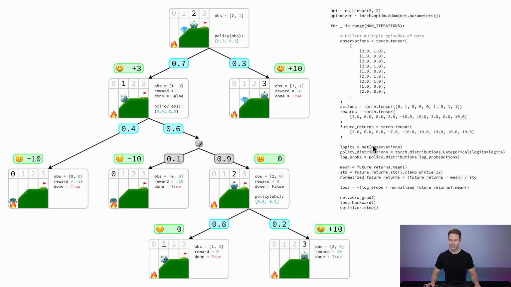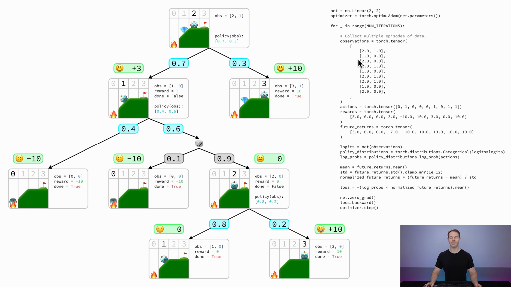So then we'll pass our batch of observations through our neural network to get our batch of logits, and then we'll create a batch of distributions for those logits. Then we'll get the log probabilities for each of the actions in our batch of actions. We'll then normalize the future returns to get our normalized future returns variable down here. We'll then calculate our loss as we did before, and we'll zero the gradients in our neural network, backpropagate the gradient of the loss through the neural network, and then we'll tell the optimizer to use those gradient values to take a step to update the parameters in our neural network. And we'll do that in a loop.